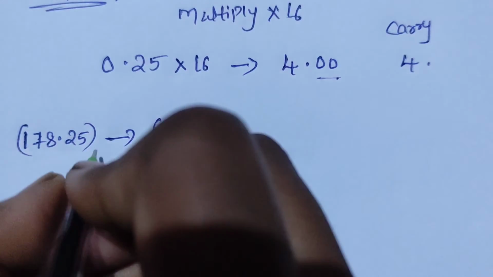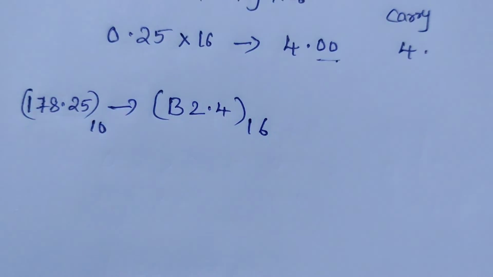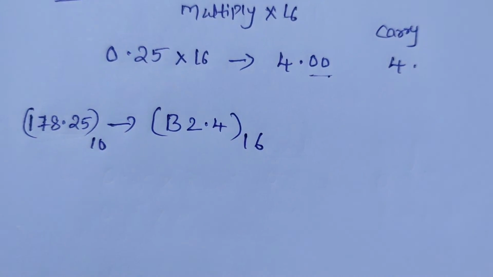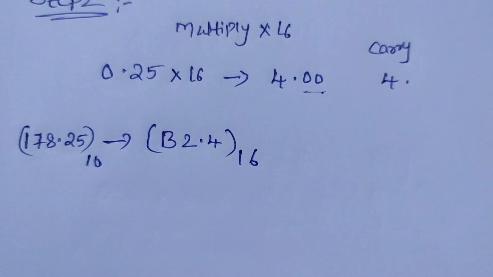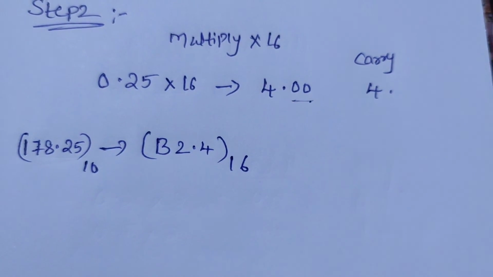So decimal to any radix conversion is done in 2 steps. Step 1 is dividing the integer part and obtaining the result. Step 2, multiplying the fraction part. Hope you understood.